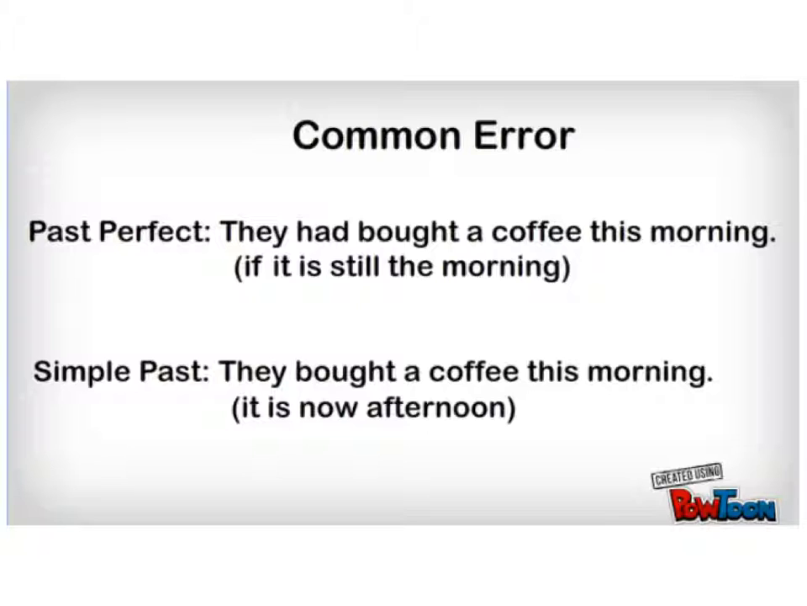A common error is to confuse the simple past and the present perfect. The present perfect refers to a point in time in which the event is occurring. For example, they have bought a coffee this morning. This is if it is still the morning. But remember, the simple past refers to a time or a period that already ended in the past. They bought a coffee this morning, and right now it is the afternoon.